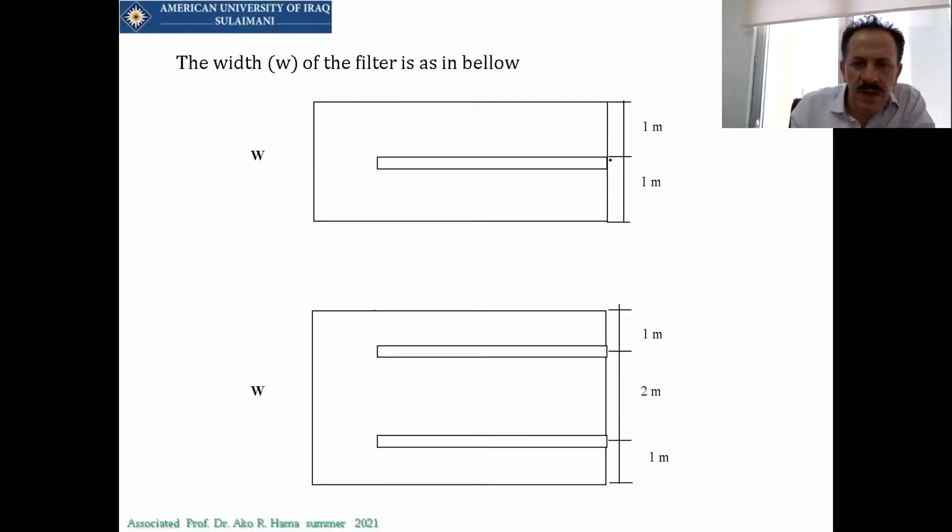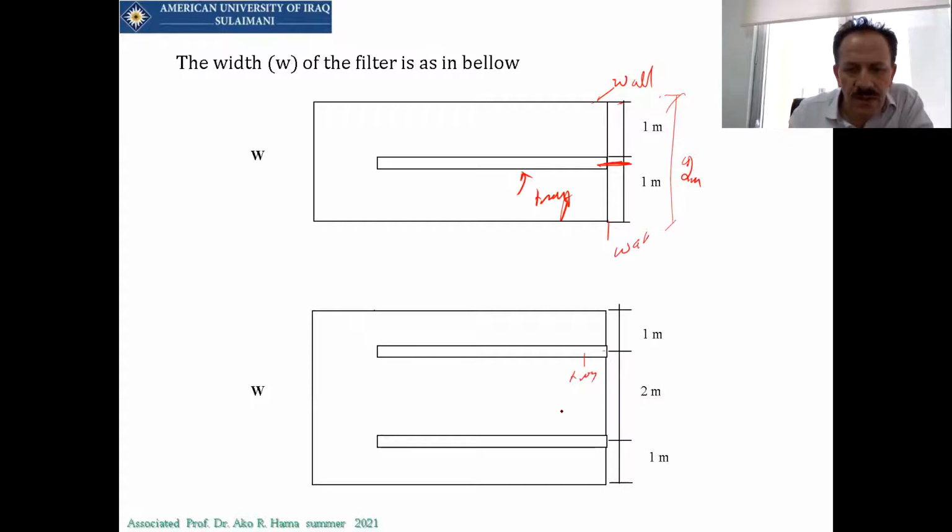This is when we have the first trough. If I have 1 trough, it should be 1 meter from the wall. This is the wall, and this is the wall. So if I have a 1 trough filter, it means this becomes 2 meters. If I have 2 troughs, this is 1 trough, and this is another trough.